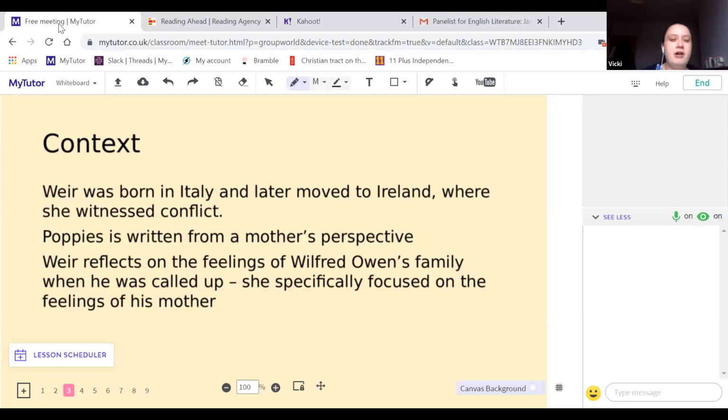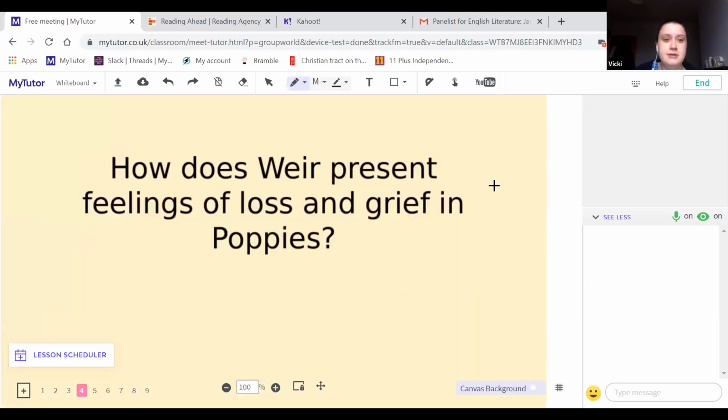So she specifically focused on how she thought Wilfred Owen's mother would have reacted to him being called up and reacted to him dying. He died very, very late in 1918. I think he missed out on the war ending by a matter of days or weeks. So he was incredibly unlucky. Obviously you're incredibly unlucky if you have to go to war, but he almost made it to peacetime at the end.